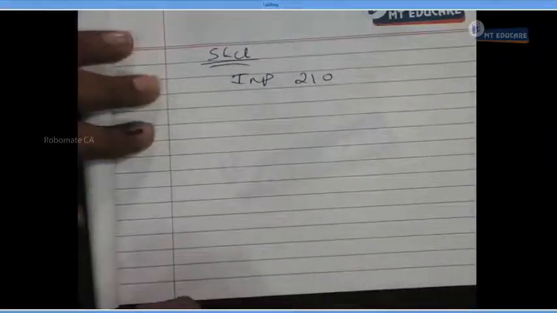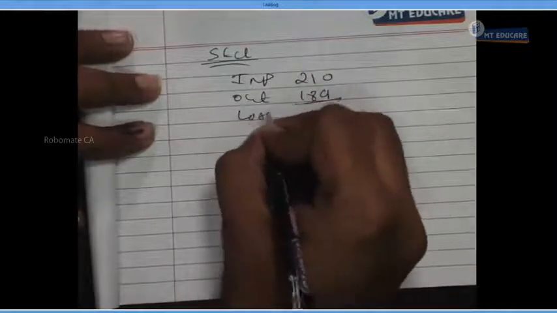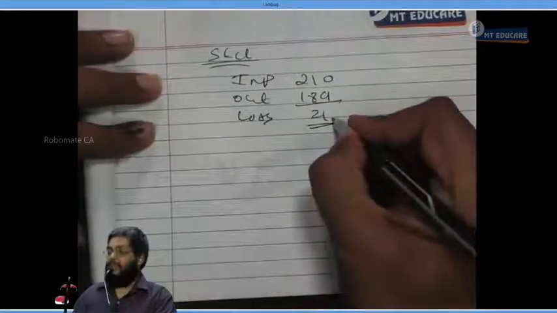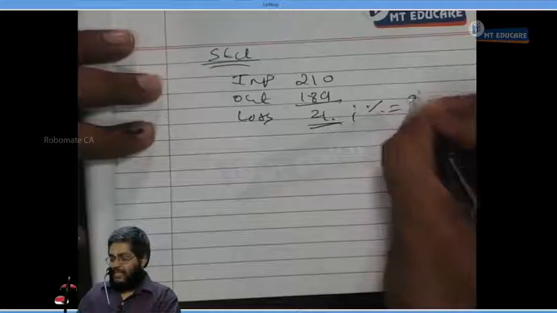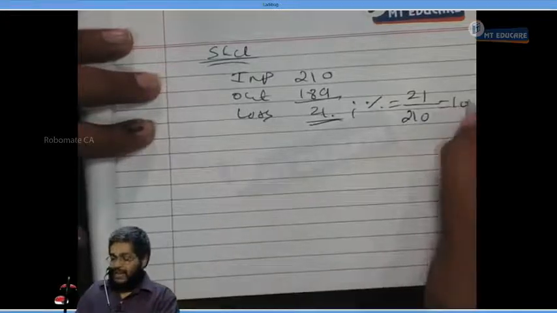Now, another much better way to understand it. I'll now explain this. As per the standard, I should have put 210 input. I get 189 output. My loss is 21 kg. Is it acceptable or not? Now the expected loss is 10%. How many kgs here? 21 kg. I expect to lose 21 kgs on 210 kg input. The standard loss is 10%.